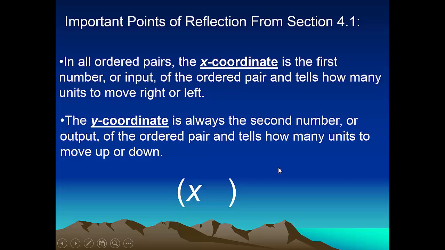Now, the y-coordinate is always the second number or output of the ordered pair and tells how many units to move up or down, which we see here. This will be our second value of our ordered pair. It's always considered to be y.